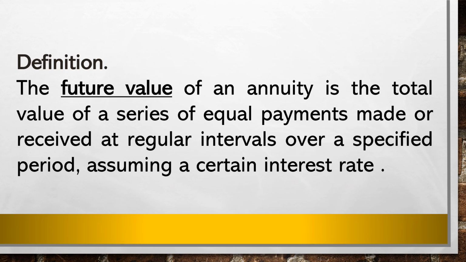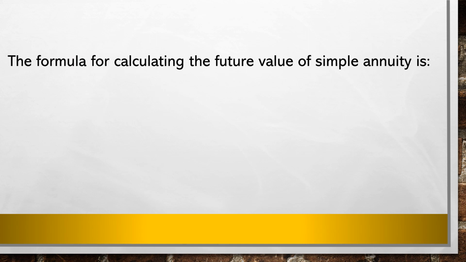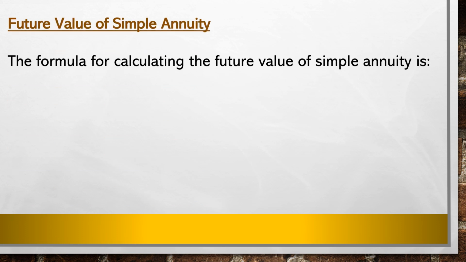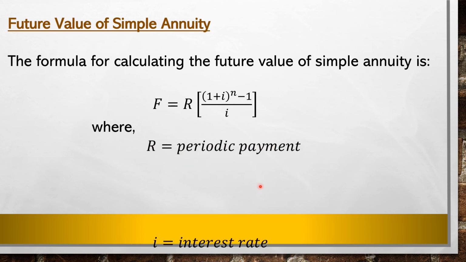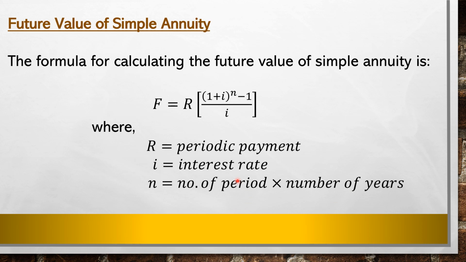Okay? So, paano ba natin kinukuha yung tinatawag or kinukompute yung tinatawag nating future value? Okay? So, the formula for calculating the future value of simple annuity is, ayan. So, we have F equals R times 1 plus I raised to N minus 1 over I, where R po ay ating periodic payment, I is the interest rate, and N is the number of period times number of years.